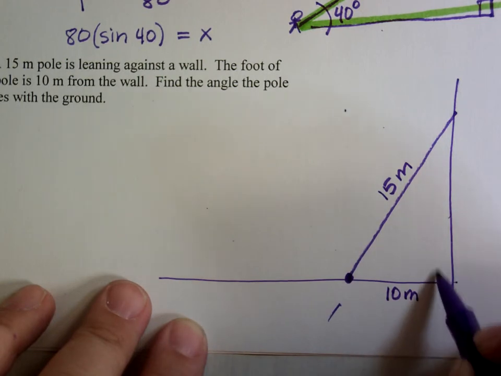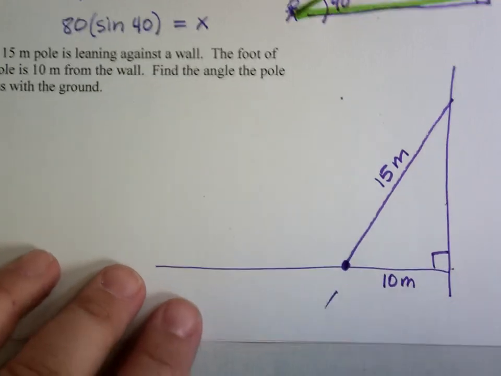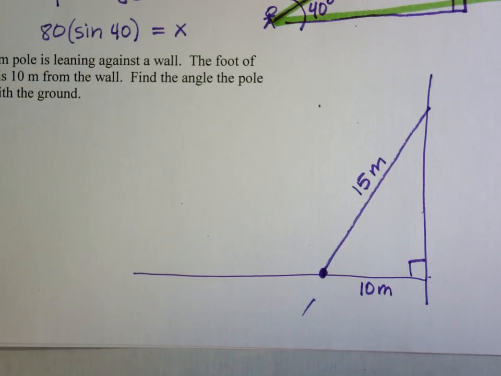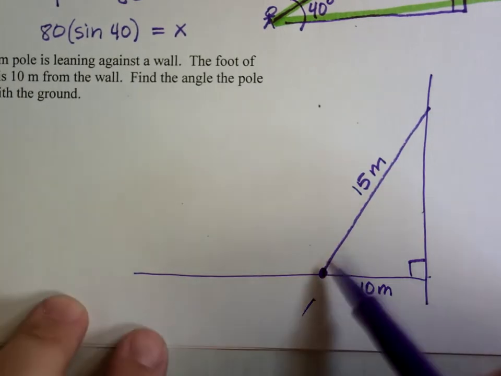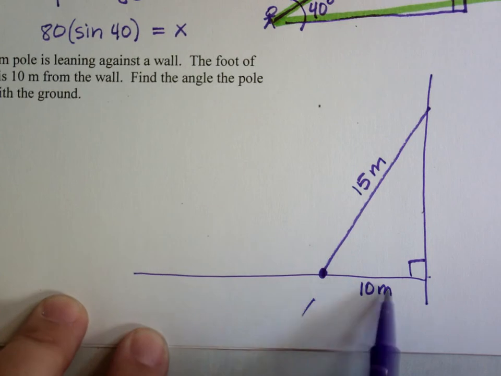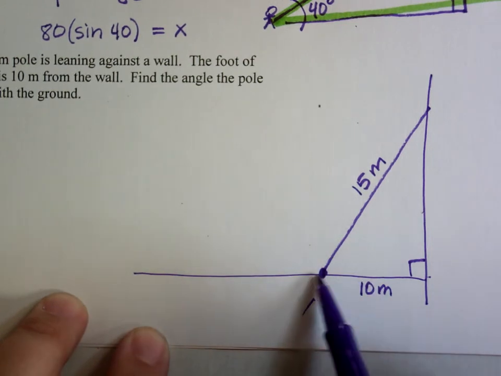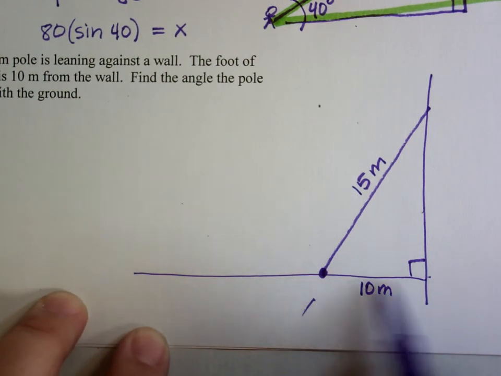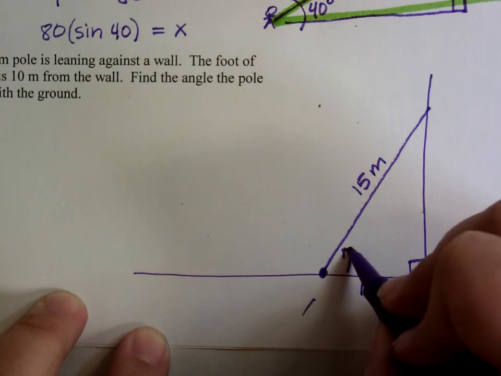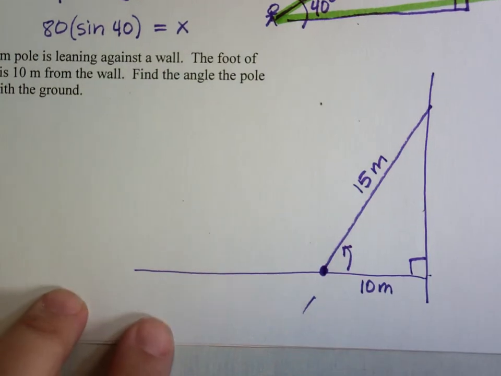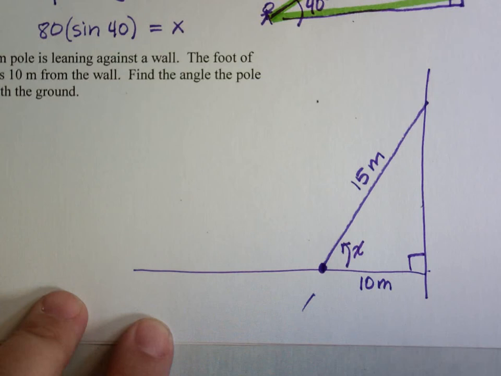Find the angle the pole makes with the ground. This is a kind of a different one. We're looking for the angle between the pole. Here's the pole. Here's the ground. You got to go to where they meet, and it's this angle right here. This angle. That's the angle that the pole makes with the ground. I'm going to call that x.